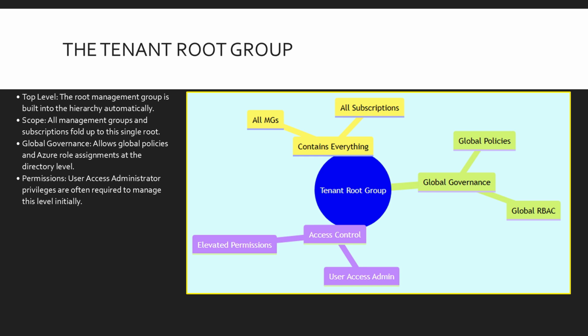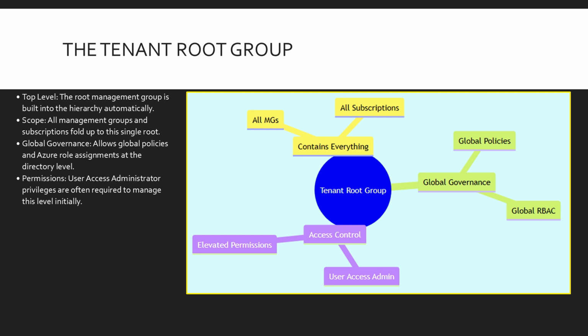Finally, we must discuss the tenant root group. This is a special, top-level management group that includes all other management groups and subscriptions in your directory. It allows you to apply global policies and role assignments that affect absolutely everything in your Azure estate. Because this is so powerful, you may need to elevate your permissions to the User Access Administrator role at the tenant scope to initially manage resources and assign permissions at this root level.